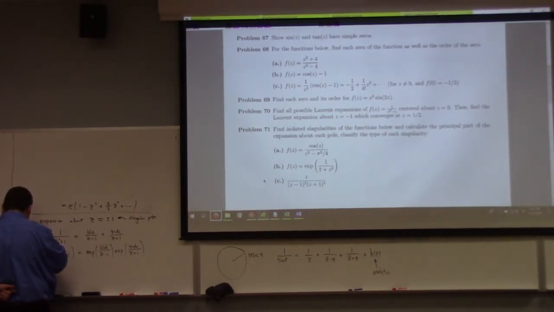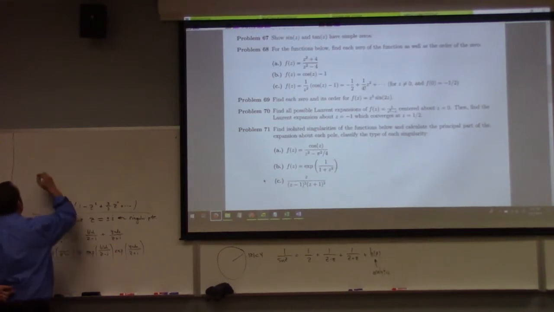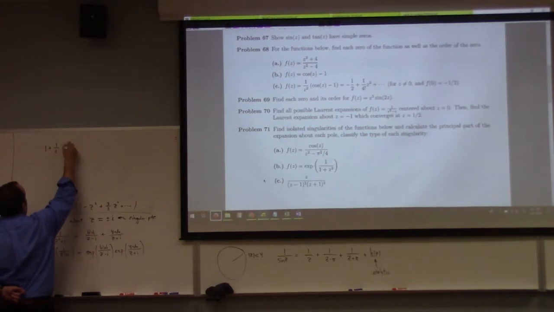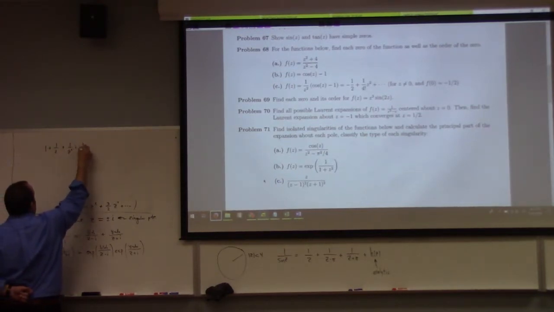If I can do it interestingly. Trying to think of something. I'm not sure I'm going to get it. 1 plus 1 over z, 1 over z squared, 1 over z cubed.